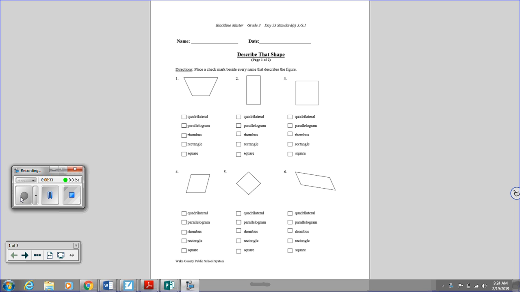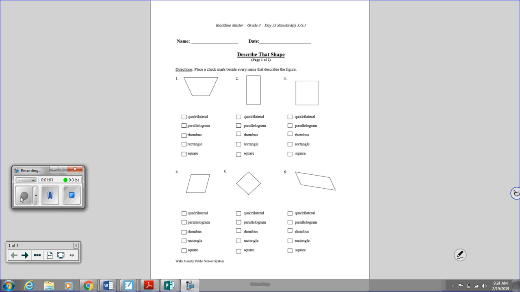Find number one. Put your finger on the one that says number one. What is the best name for that shape? If you don't know, you have a notebook full of notes that can help you. Gabriella? Trapezoid. The best name for that shape is a trapezoid.